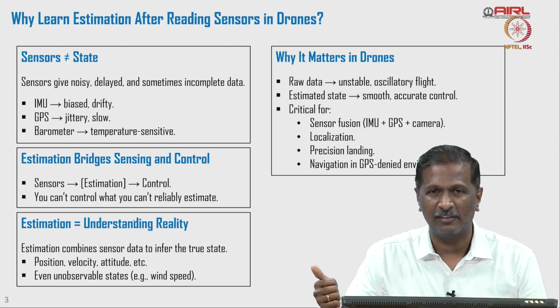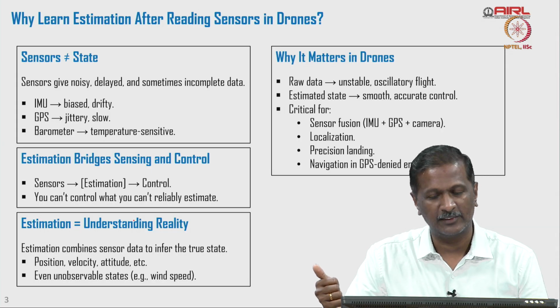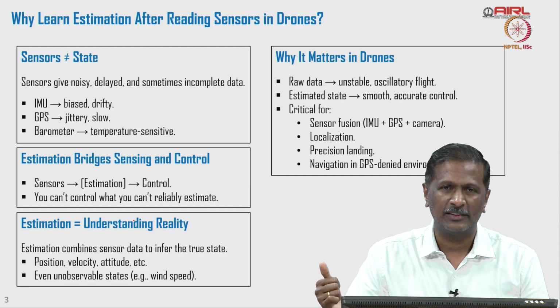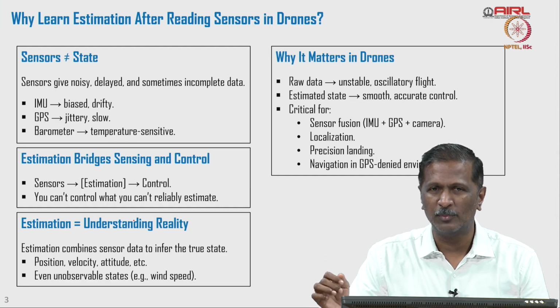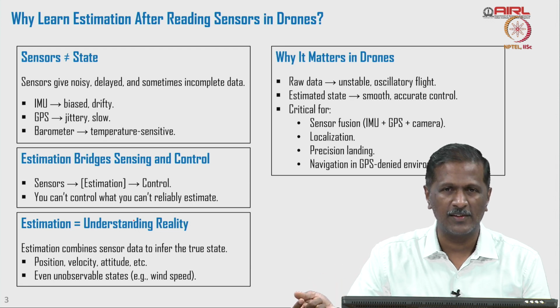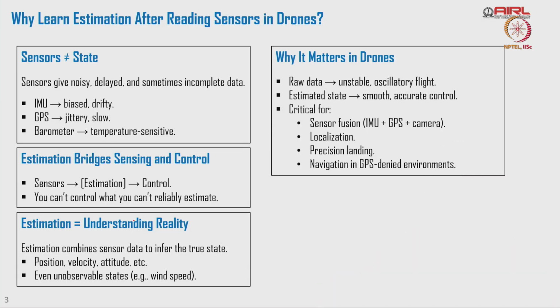It has an oscillatory flight, right? So raw data will have a lot of noise. And if you want to control the unstable system, you need to get your states measured accurately. So you need smooth measurements so that you can use sensor fusion. Either you can fuse IMU and GPS, or IMU and camera, or optical flow sensor. You can fuse them to get your position and velocity information. It's very important for you to localize also.